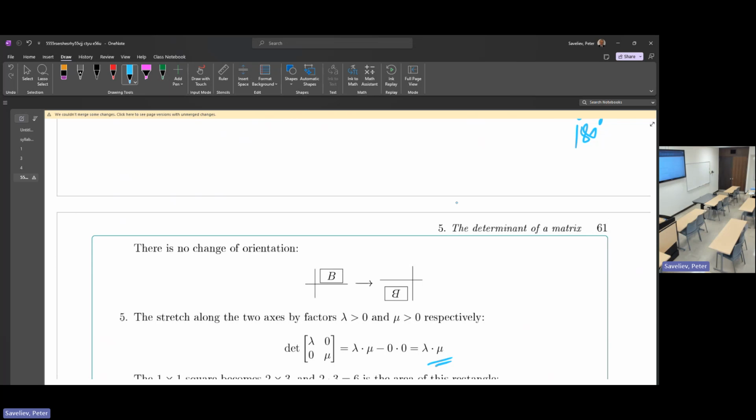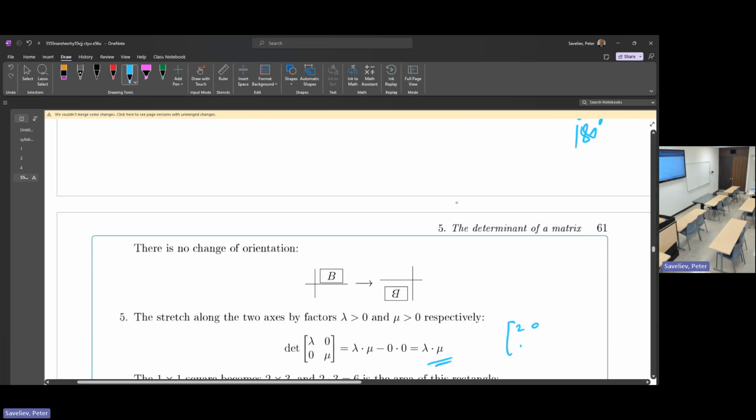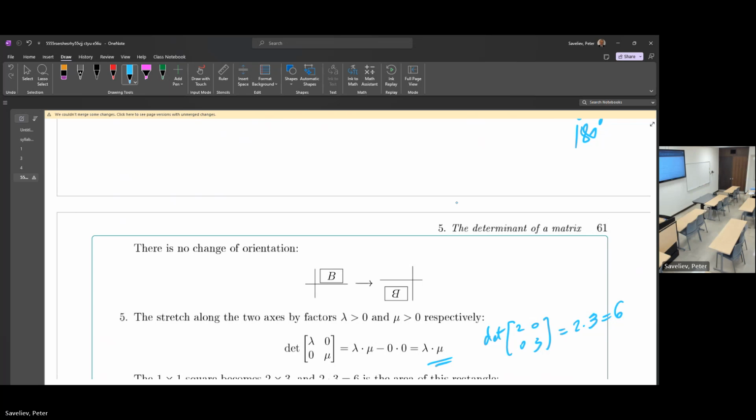Let's take a specific example: 2, 0, 0, 3. The determinant is equal to 2 times 3, 6. Can you tell the meaning of 6 here? Horizontal by 2, vertical by 3. What's the meaning of 6?